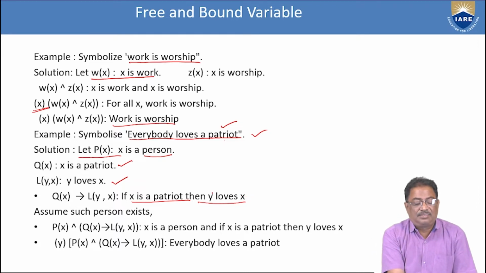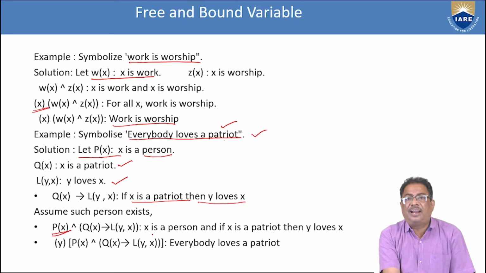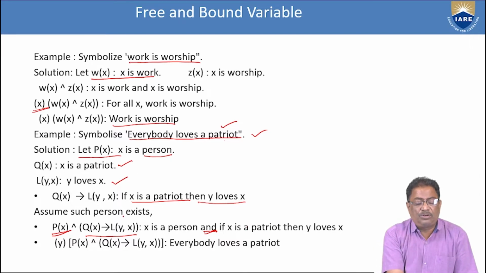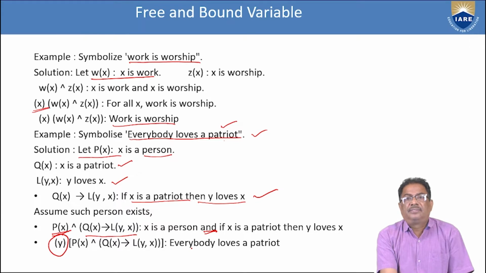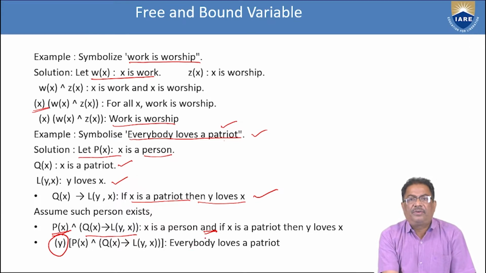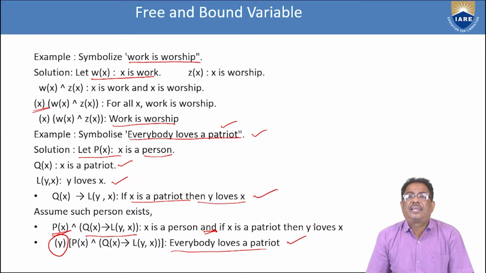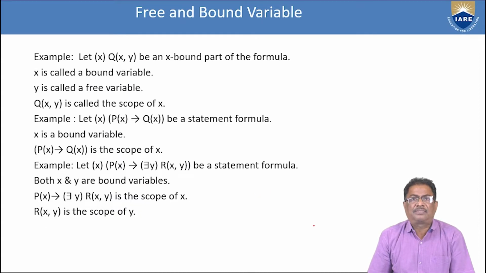Assume that there is a person who exists. That person we take as P of x, and we take the same entire thing as it is. That is x is a person, and if x is a patriot, then y loves x. This is for all, so we keep one quantifier. This is for every y, P of x and, if Q of x, then L of y comma x. That is nothing but everybody loves a patriot. This is how sentences can be converted into symbolic form by using predicates. Now let us consider the other one.